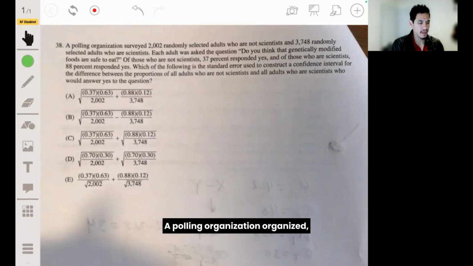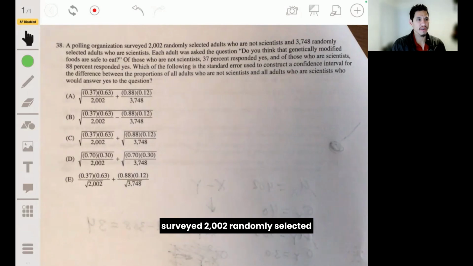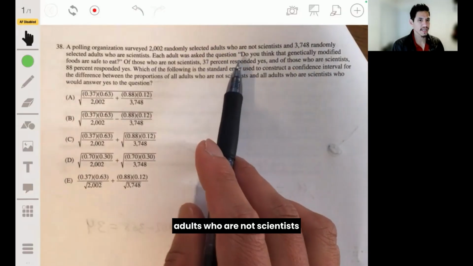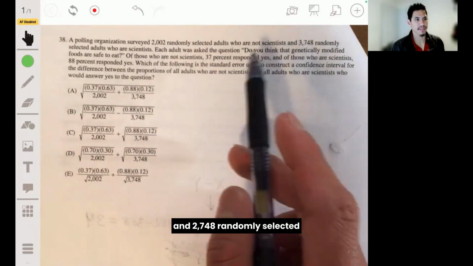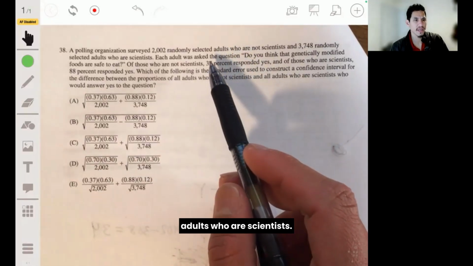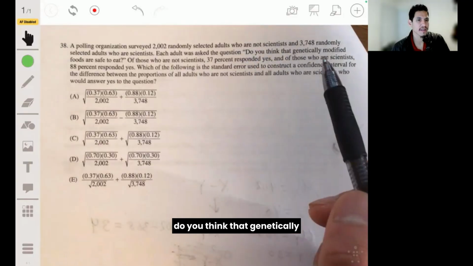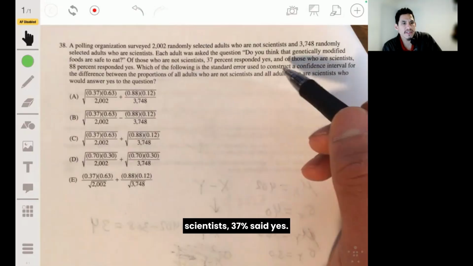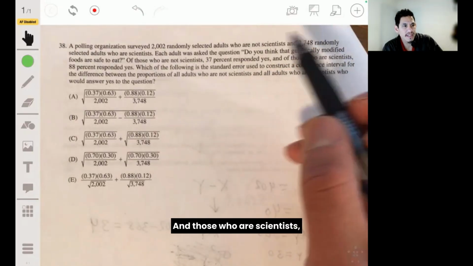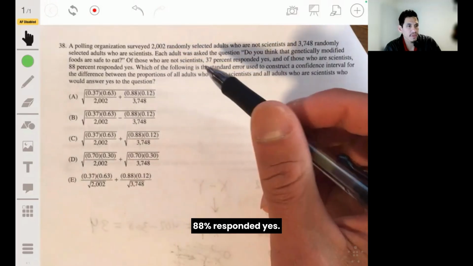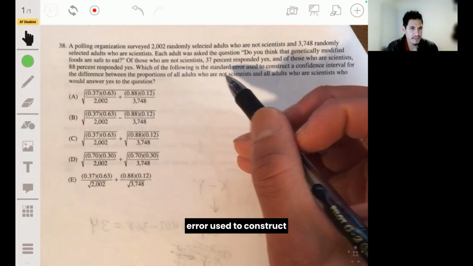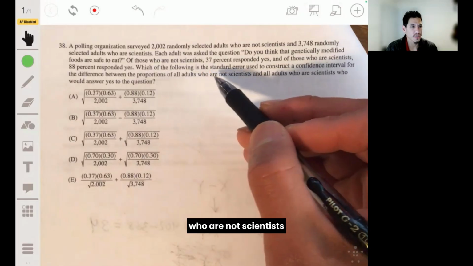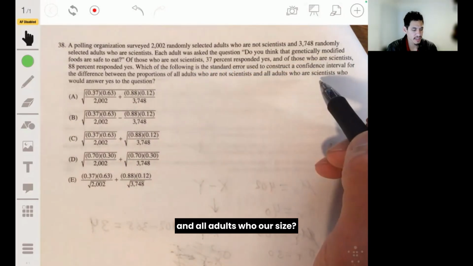38. A polling organization surveyed 2002 randomly selected adults who are not scientists and 2,748 randomly selected adults who are scientists. Each adult was asked the question, do you think that genetically modified foods are safe to eat? Of those who are not scientists, 37% said yes, and of those who are scientists, 88% responded yes. Which of the following is a standard error used to construct a confidence interval for the difference between proportions of all adults who are not scientists and all adults who are scientists?